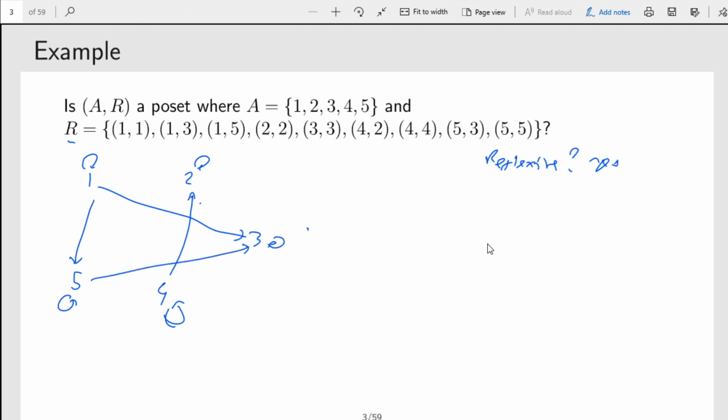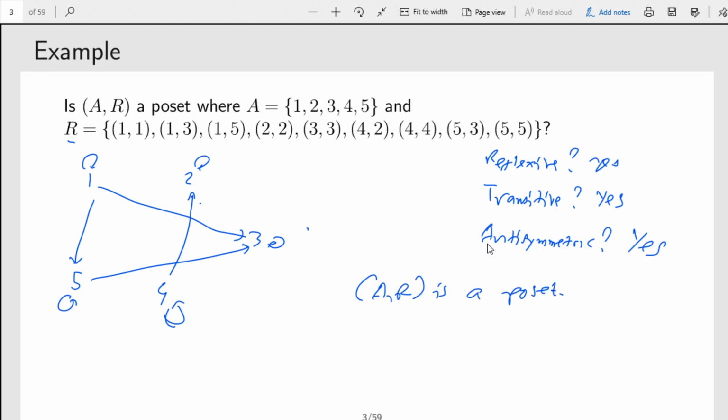Now if you look at this diagram, this graph, it is clear that the relation is actually transitive because all the two hops have shortcuts, and it is also antisymmetric because in addition to having loops, there is no pair of edges running in the opposite direction involving the same two elements. So it's a yes. Hence (A, R) is a poset.